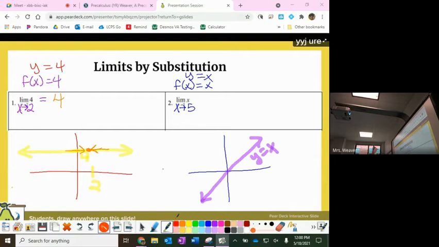So what's the limit of x as x approaches 5? As you get closer and closer to an x value of 5, your y value is getting closer and closer to 5 as well. Y just equals x. The y value equals whatever your x value does. It just equals 5. Okay, so questions on those?